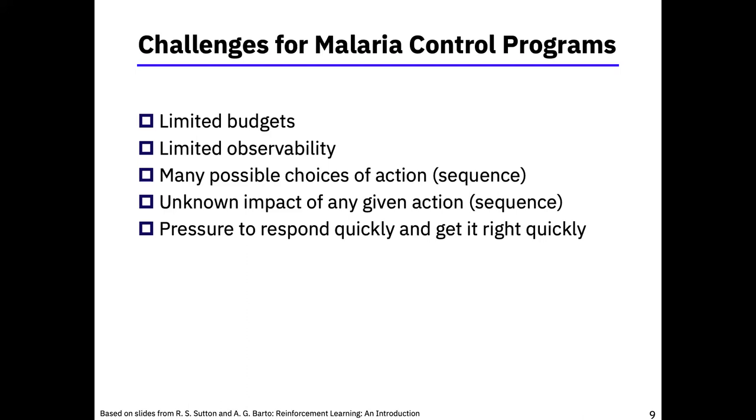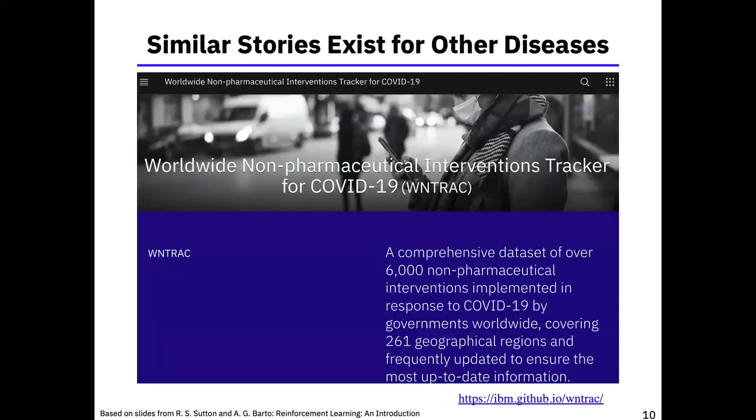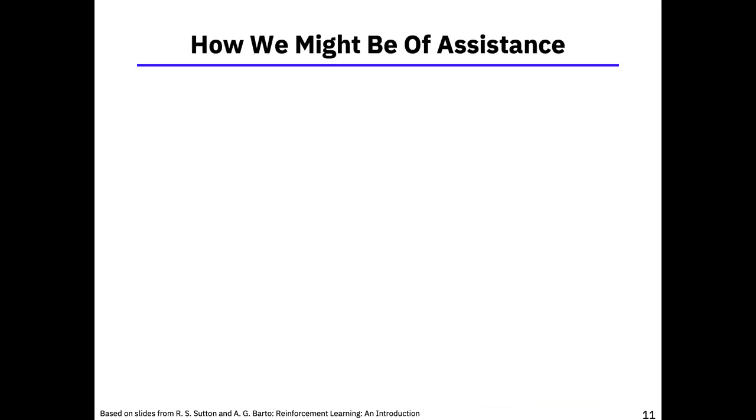So I'm saying this for malaria control. These are real challenges for most countries, which have something called a national malaria control program. These are things that they have to face. But we also know that similar things exist with other diseases. And here I'm just highlighting COVID-19 because it's the biggest thing that we are all facing, apart from SARS. This concept of what to do, how to do it, how do you respond in a manner that is optimal for your condition, for your context, is a decision-making challenge. And the question I'm trying to help us explore today is, how might we be of assistance?